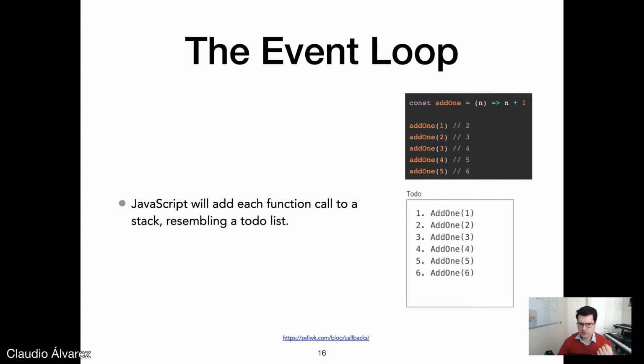Right, so in JavaScript, we have an event loop. I just mentioned that. So when you call a function in JavaScript, the function will be placed in a sort of to-do list, if you will. In the example on the right side, we are calling add one 5 times. That function we're calling several times.